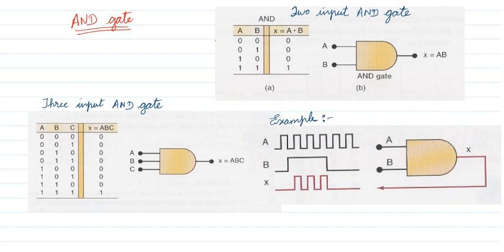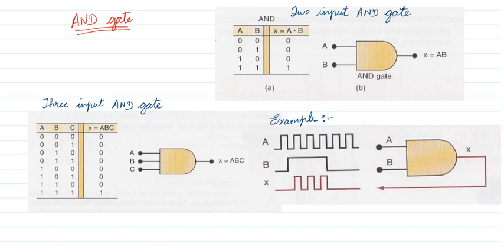Next we will move into the AND gate. First we will start with the 2 input AND gate. This is the symbol for AND gate: a straight line and a curve. It is represented by X equal to A into B. People say, don't say "into", say A and B. When both the inputs are 1 only, output is 1. When A is 1, B is 1, then only the output is 1. For other cases, it is 0.